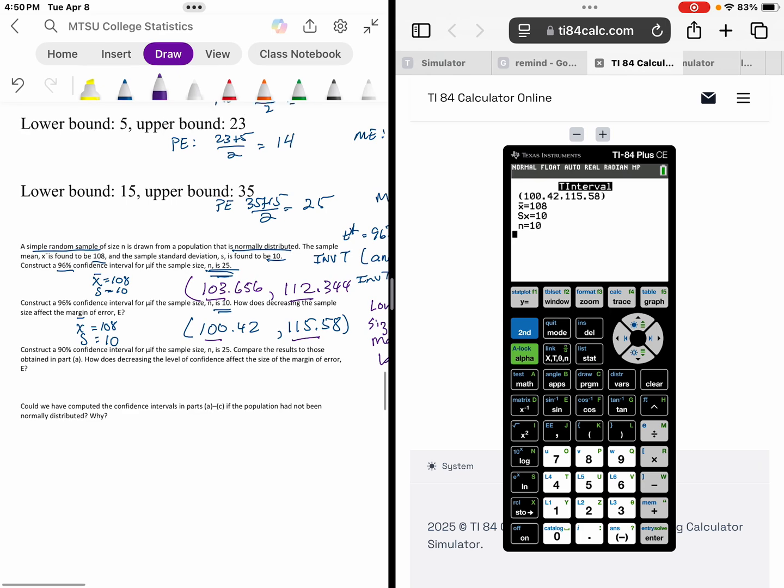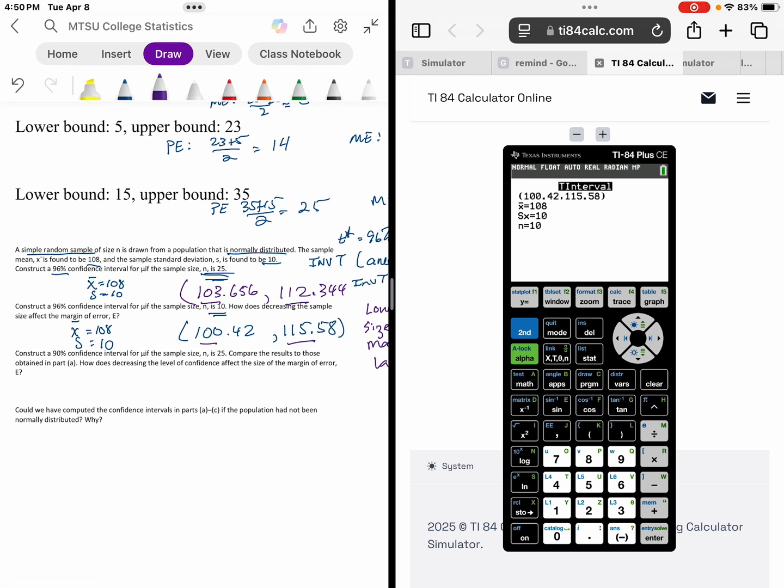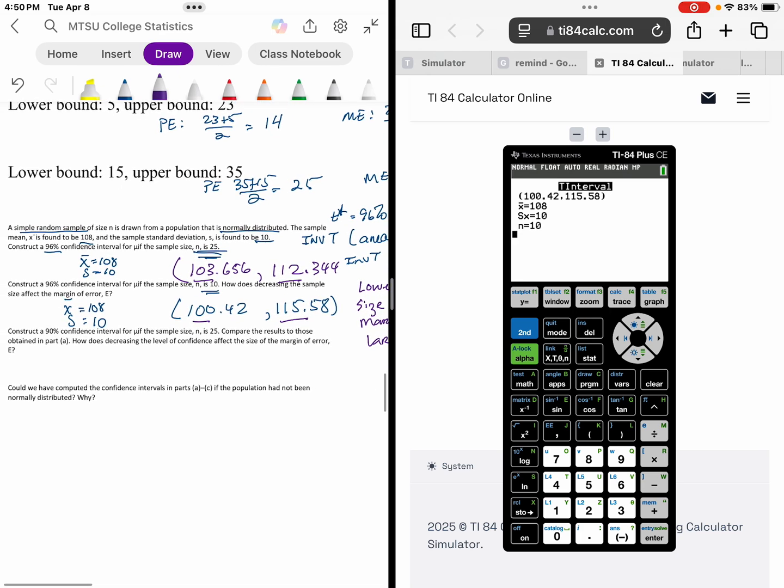Next part, it asks us to construct a 90% confidence interval, go back to using 25 for the sample size, and then compare our results. So we want to compare our result to our 103.656 to 112.344. That was my confidence interval, that was a 96%. I want to do a 90% confidence interval using that 25 for the sample size.